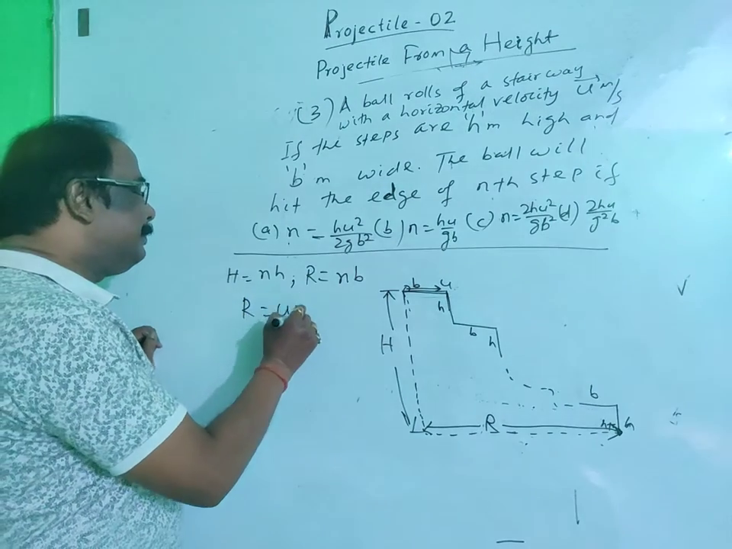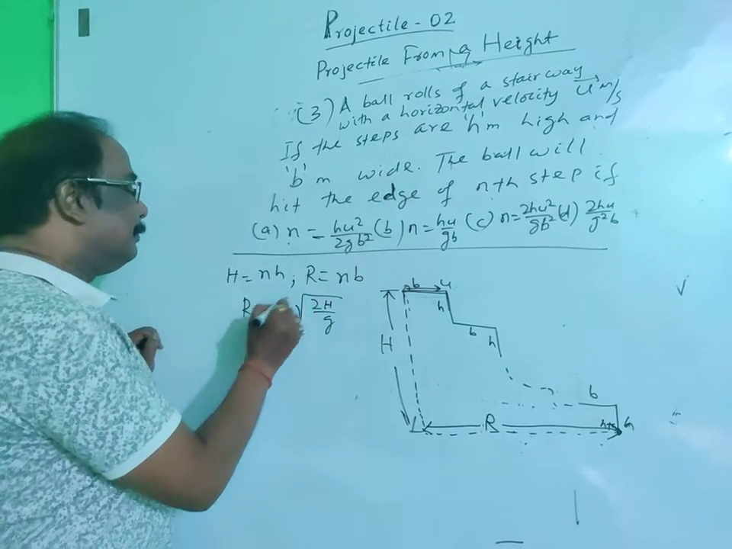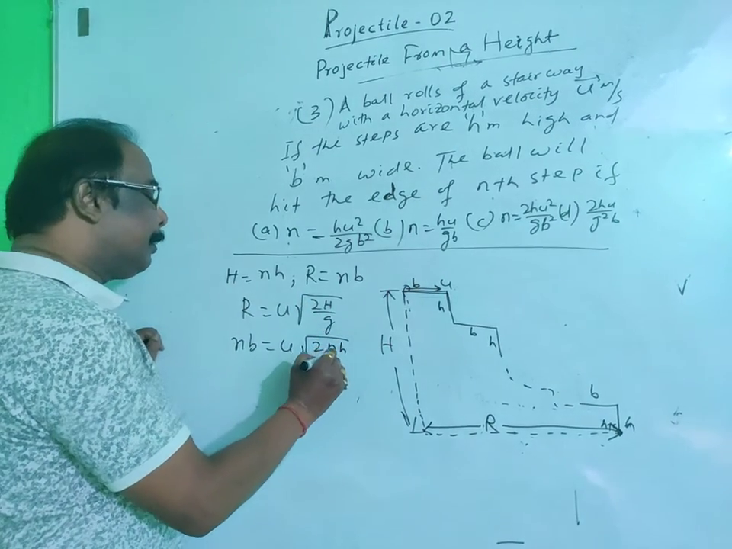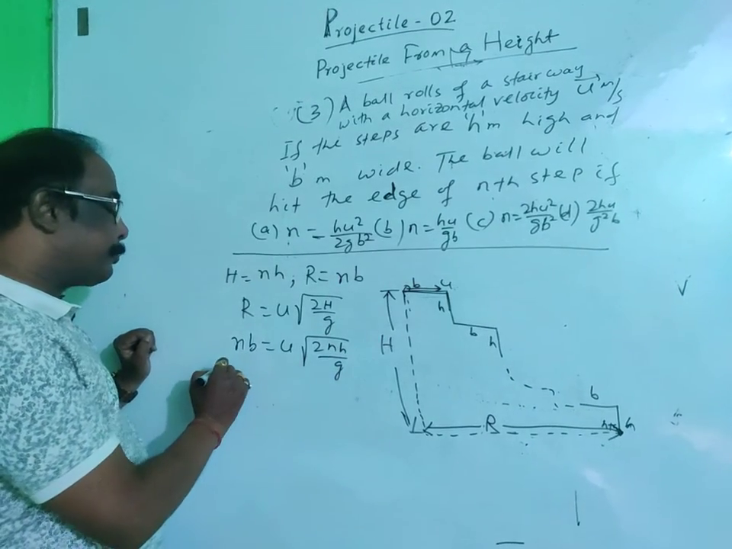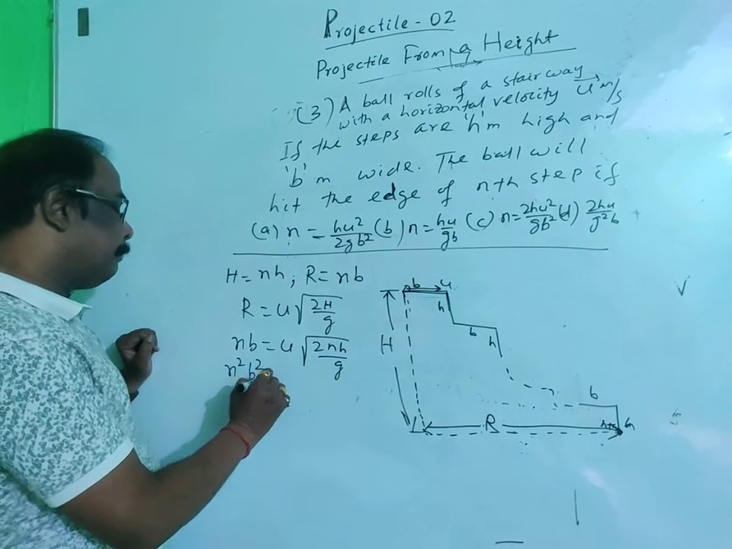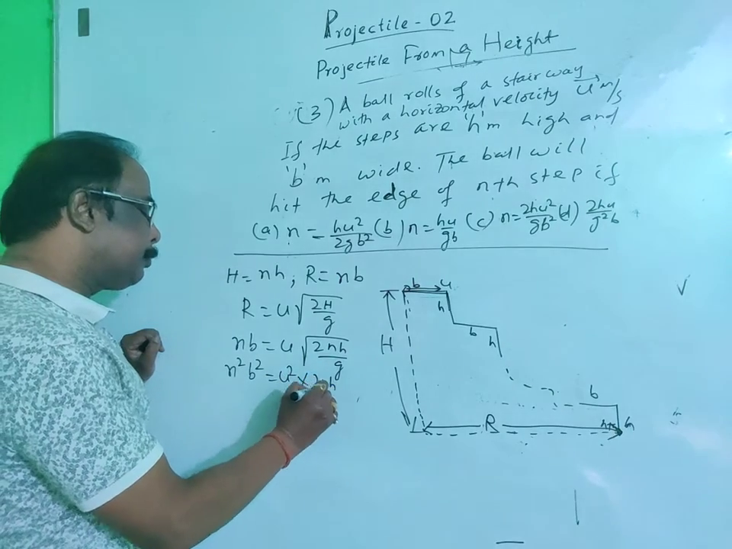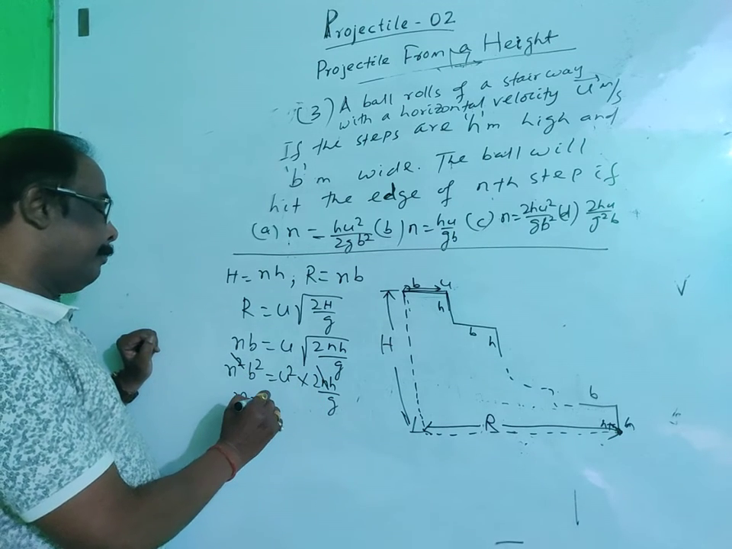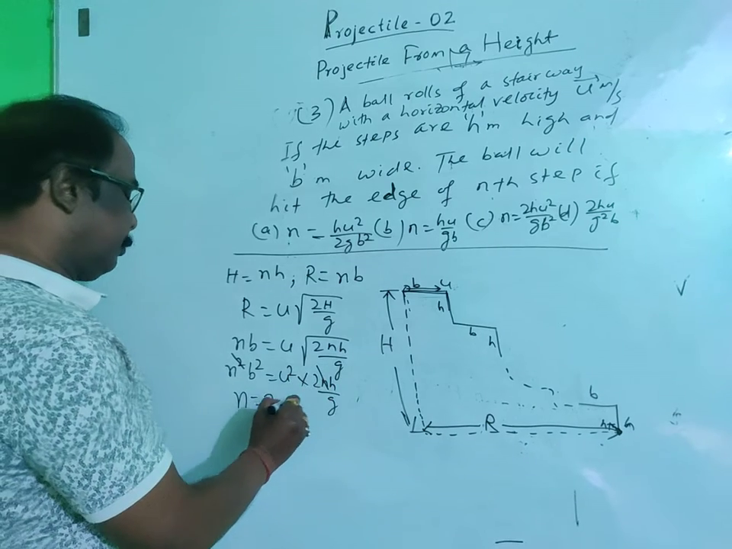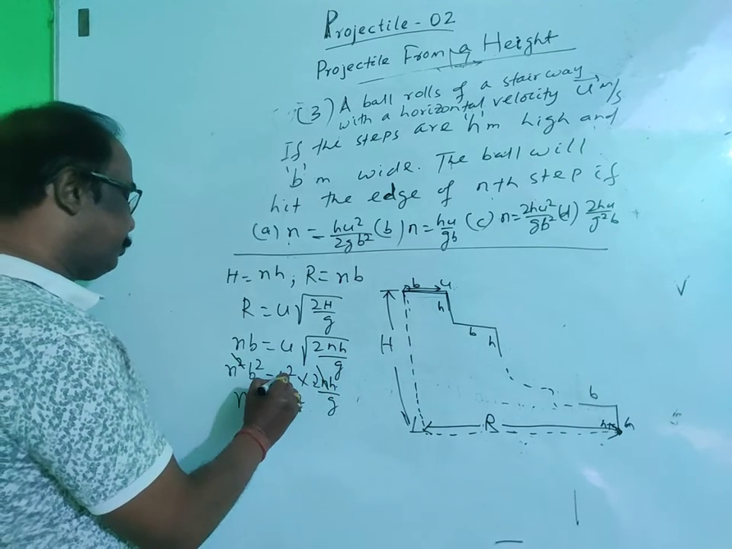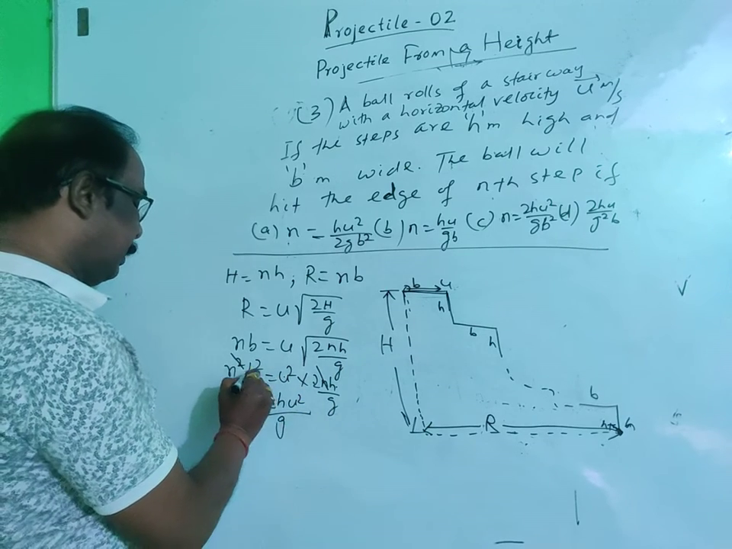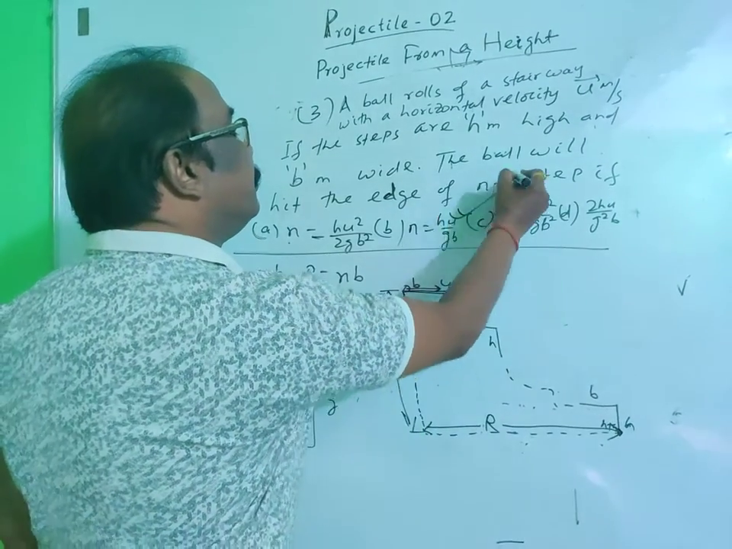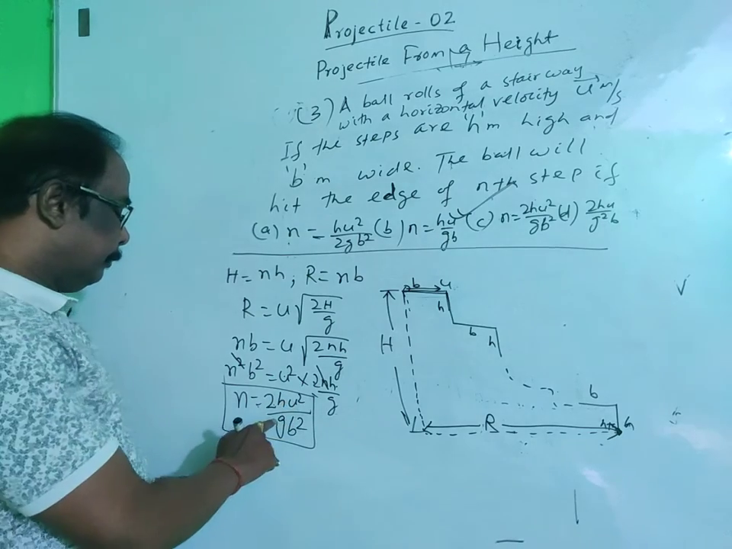Then what do you know? Range is equal to u root of 2h by g. Range is nb, and the height is nh, so nb is u root of 2nh divided by g. Square both sides: n square b square is equal to u square into 2nh by g. Then n cancels, so n is equal to 2hu square divided by gb square. This is your answer. Which option? Option C, 2hu square divided by gb square.